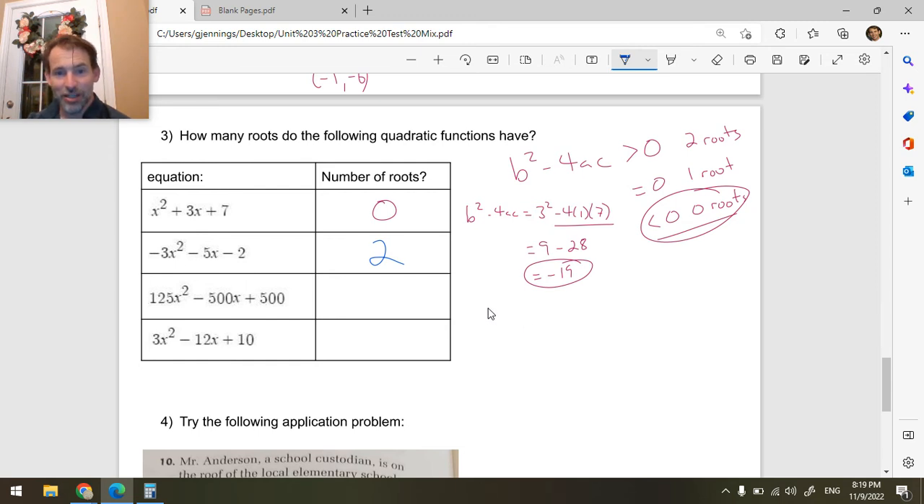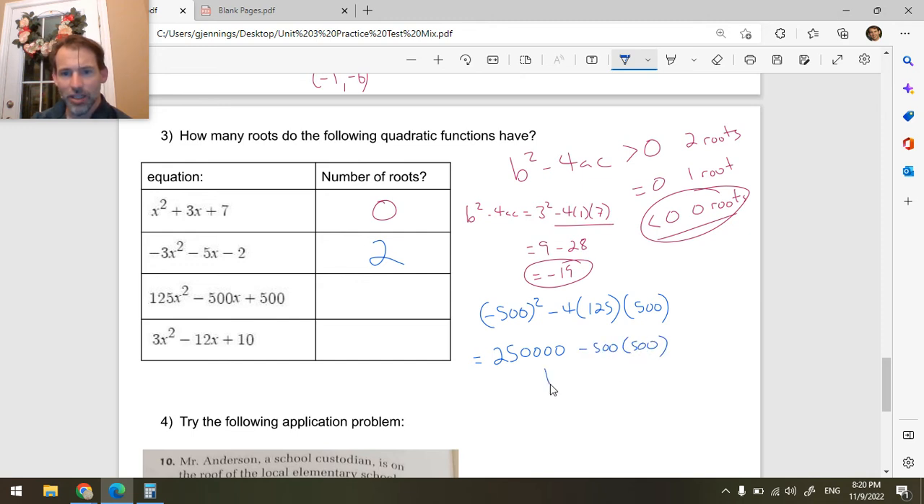And you say b squared is negative 500 squared minus 4 times a, which is 125, times c, which is 500. All right. And let's work this out. This is equal to, well, 500 squared is a 25 with 4 zeros. Minus 4 times 125. Well, 4 times 125 is 500. So that's minus 500 times 500.